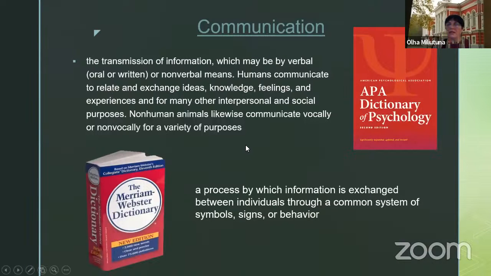Linguists define communication as a process by which people exchange information or express their thoughts and feelings. You can see some other definitions of this process on the slide. These definitions are given in modern English dictionaries.